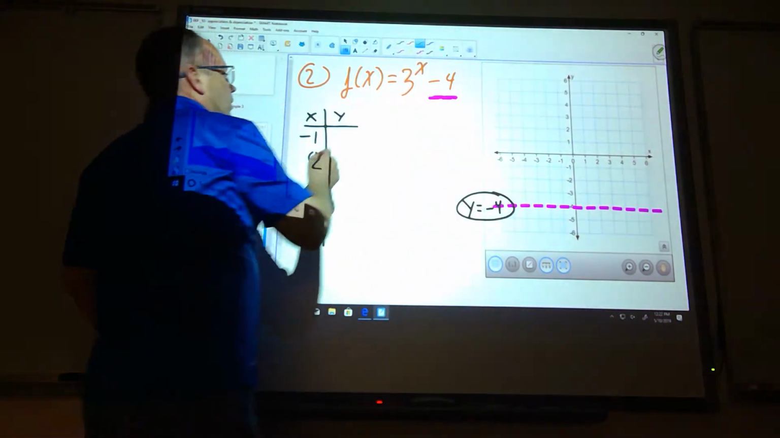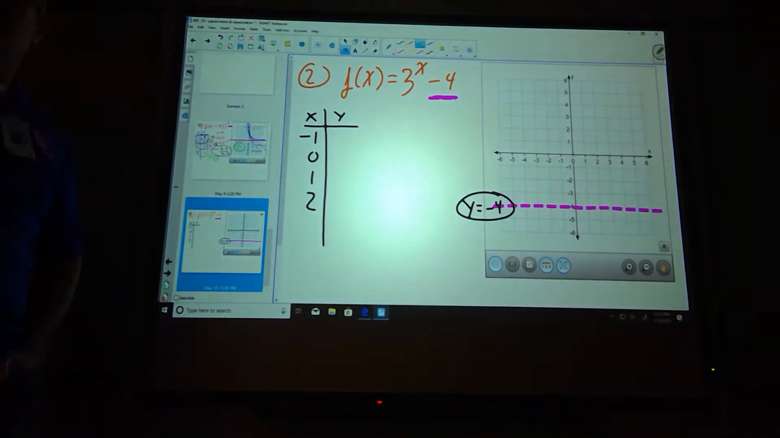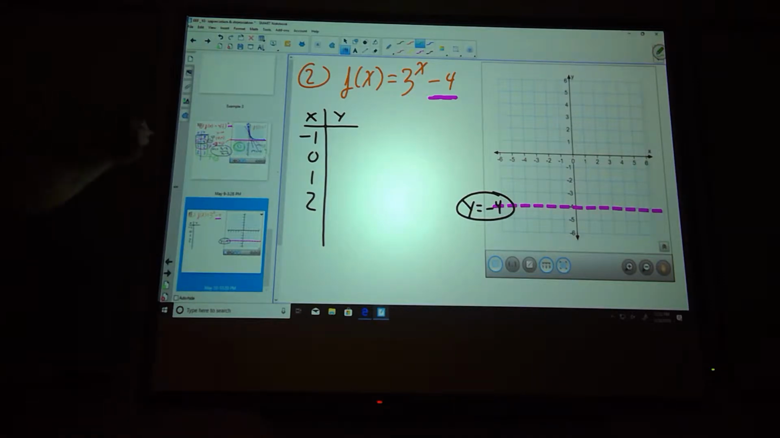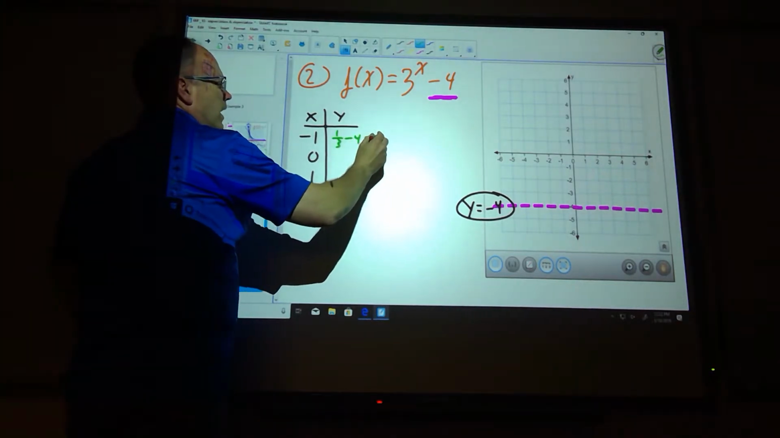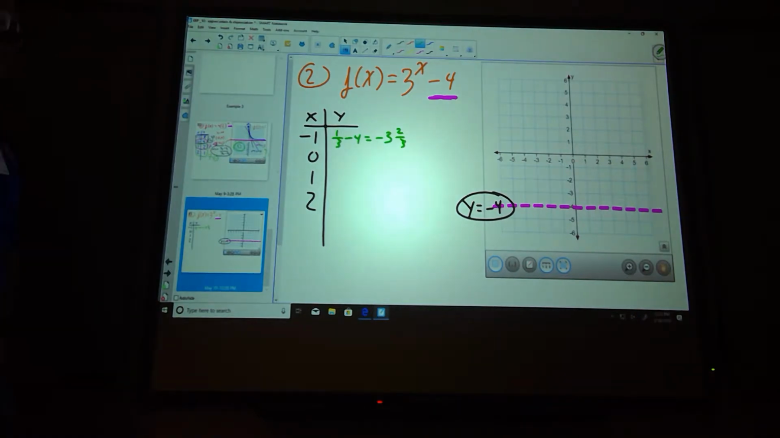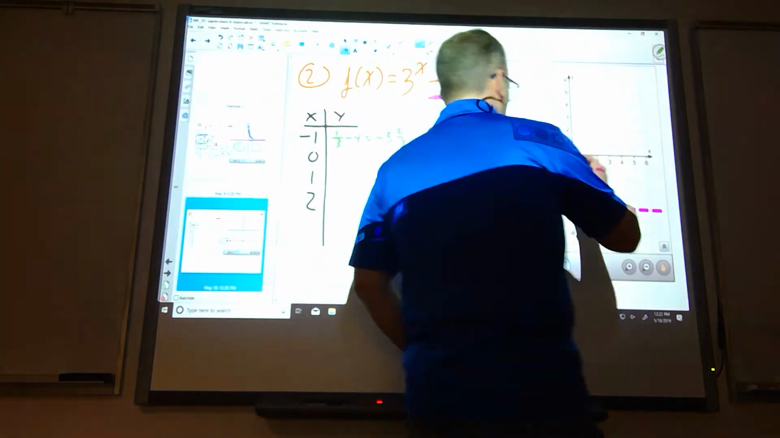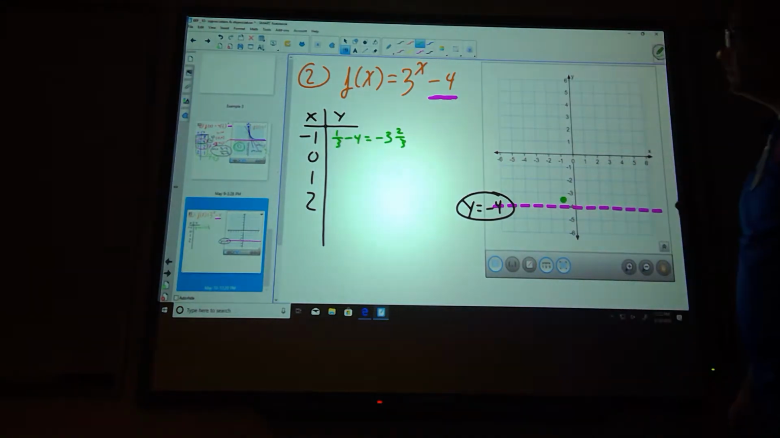Let's see if we can walk through this. I'm going to take negative 1 and plug it in there. 3 to the negative 1 power becomes 1 over 3. So I get 1 over 3 minus 4. Well, that's equal to negative 3 and 2/3. That's kind of a yucky answer. Negative 1, negative 3 and 2/3. Do you agree that that green dot's about the right spot?